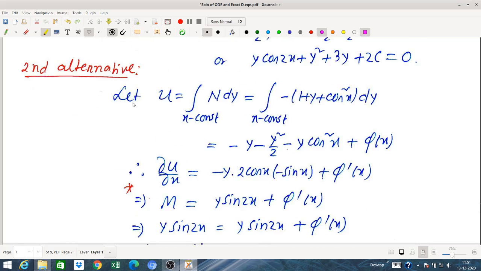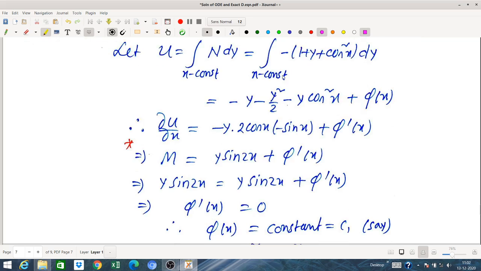Second alternative method. This is actually a duplicate of this method. What we have done previously, u equal to integration of m dx, y constant. Because m and n here appear symmetrically, you can interchange the process. Here we write u equal to integration of n dy, x constant. M dx with y constant, here n dy with x constant. So the value of n is substituted, integrating with respect to y, assuming x constant, we have got this line.